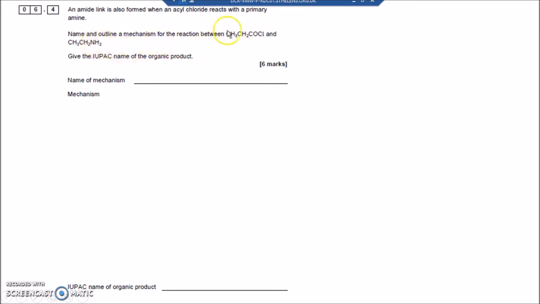So what actually happens is, well, the COCl, it loses the Cl from this end, which reacts with an H off an NH2. So it's going to make CH3CH2CO. The Cl and the H come off, and then there'll be left an NH, a CH2, and a CH3. And the amide link, the CONH, will be in the middle. Let's have a look at the mechanism, and then we can work out the name of the organic product formed.